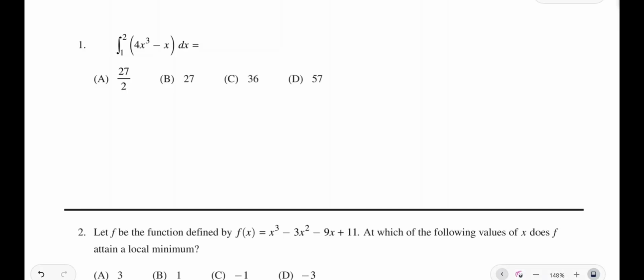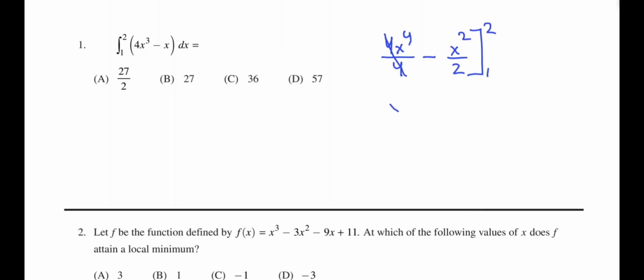We have 4x to the fourth power divided by 4, and then minus, by the power rule, x squared divided by 2. And you want to evaluate this from the bounds of 1 through 2. Before we evaluate it, let's simplify the expression. These fours cross out, and we have x to the fourth power minus 1/2 x squared, from the bounds of 1 all the way through 2.